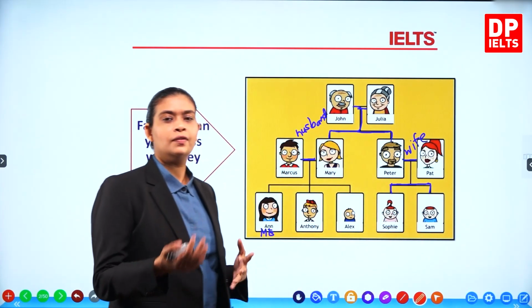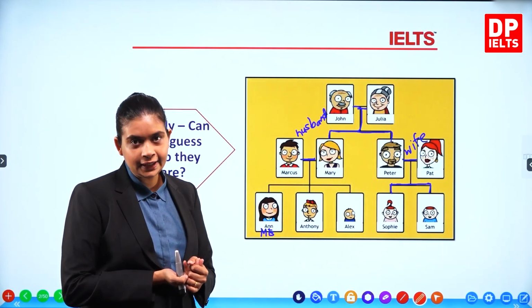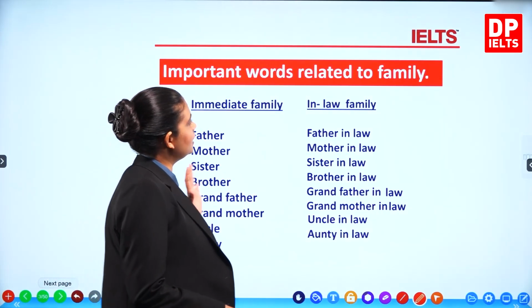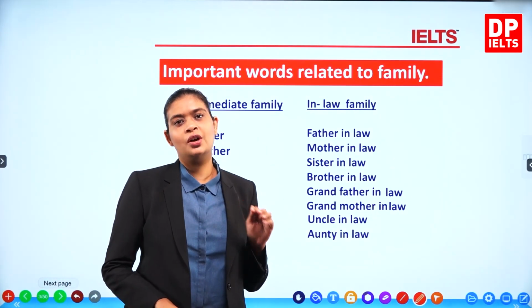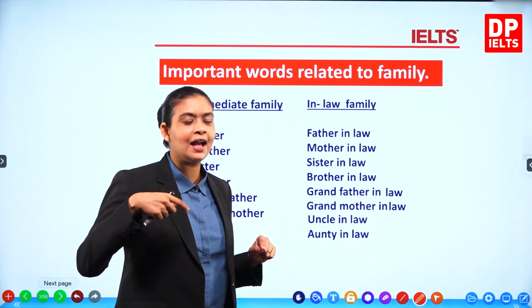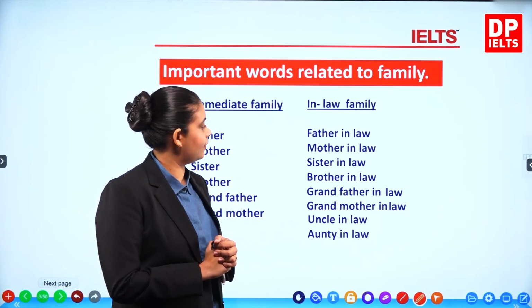Okay? So there is a lot of relationships there. Clear? Right. So let's have a look at some of the important words which are related to our family, right? And then finally, I'll come back to the picture and show you more relationships, right?